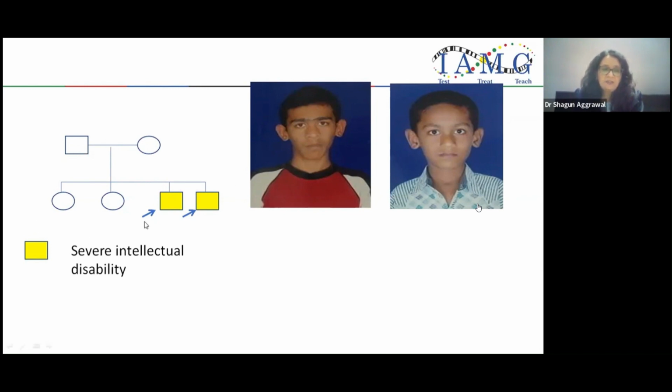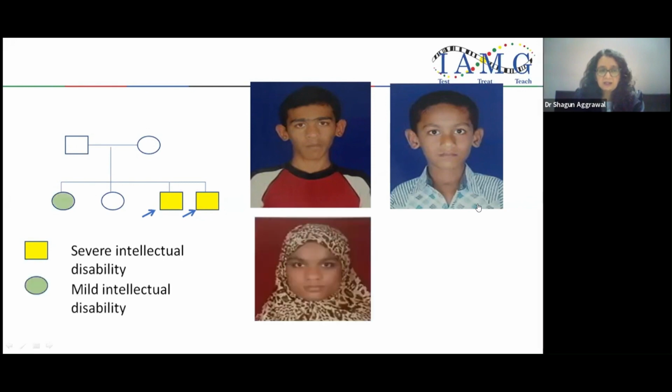So here we have a pedigree where there are two males who are both affected with severe intellectual disability, and they have some subtle facial features also, a little prominent chin, which you can see in this child, somewhat anteverted, and prominent ears are also there. And then these brothers have a sister who is also affected with mild intellectual disability. And then on further probing, we find that the mother has premature ovarian failure. So this is actually quite classical of a particular genetic condition called Fragile X syndrome.